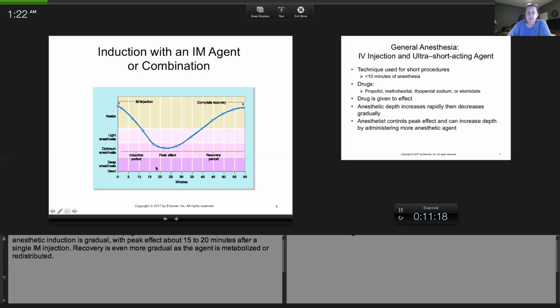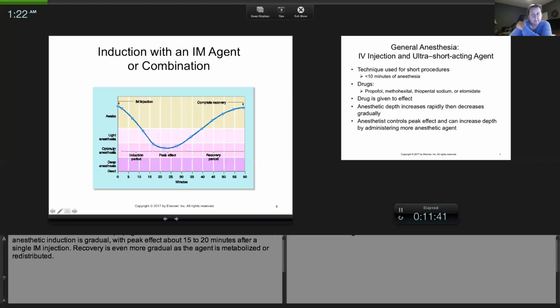Now, remember, I told you what's very important on the left. Remember, we have stage 1 and stage 2, which are considered awake and then the excitement phase. They just don't write that on here because they don't really hang out in excitement. Then you have light anesthesia, which is stage 3, plane 1.